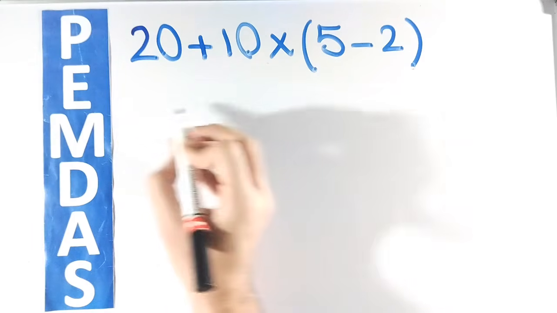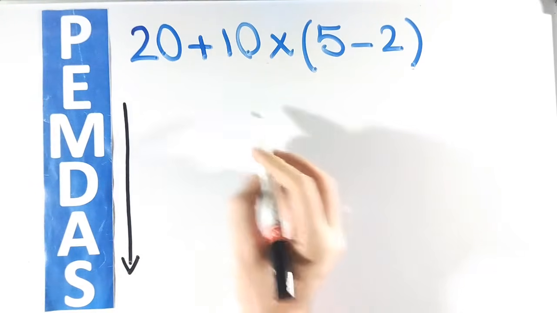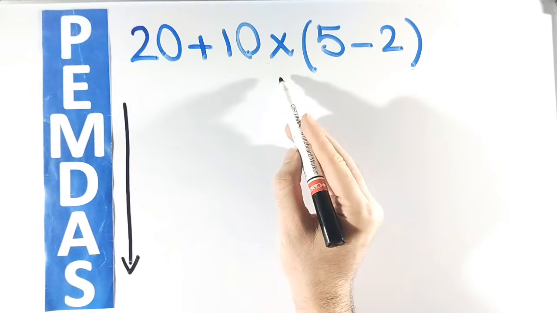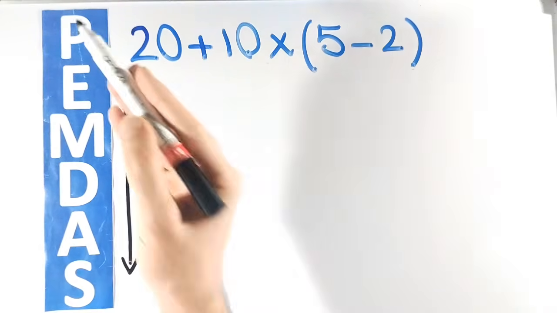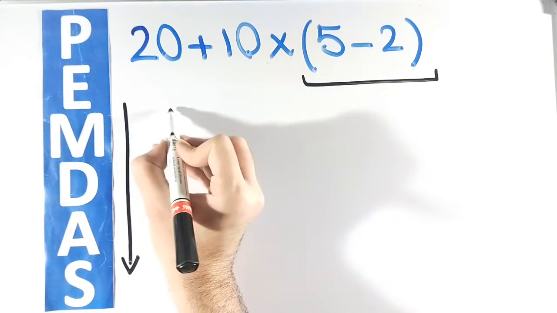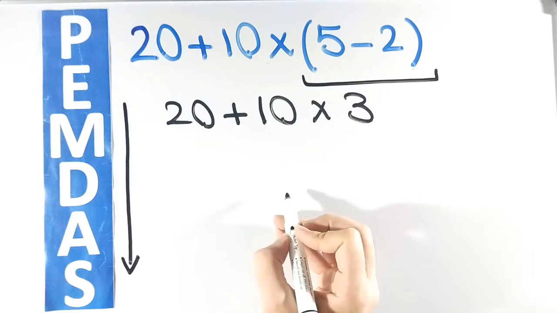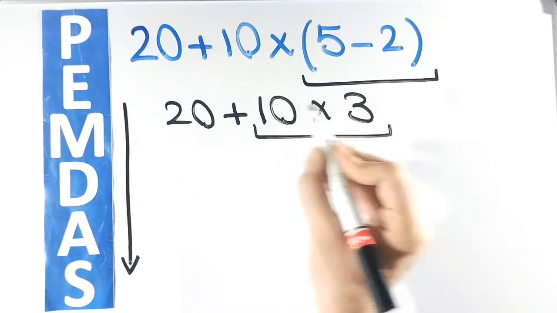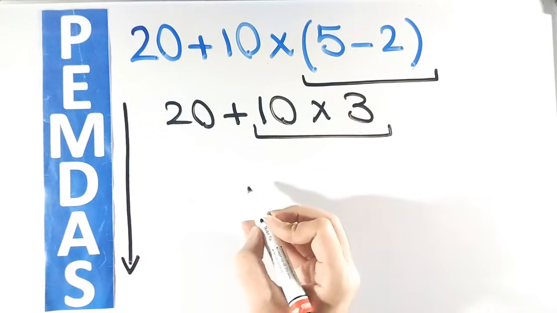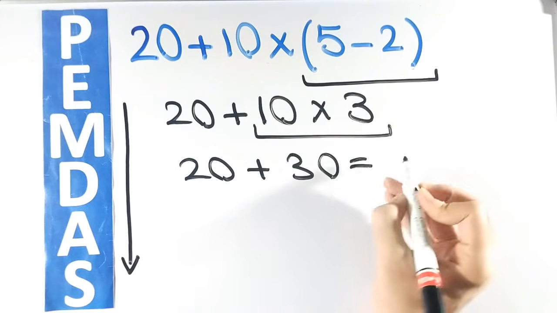To solve this question, we must follow the order of operations step by step from top to bottom. As you can see on the screen, in this expression, first we have an addition sign, then a multiplication sign, and finally parentheses. According to the PEMDAS rule, first you go for the expression inside the parentheses, and instead of this expression, we can write 20 plus 10 multiplied by 3. And the next step, we go for the multiplication between 10 and 3 because multiplication has priority over addition. So, we rewrite this expression as 20 plus 30, which finally gives us the answer 50.